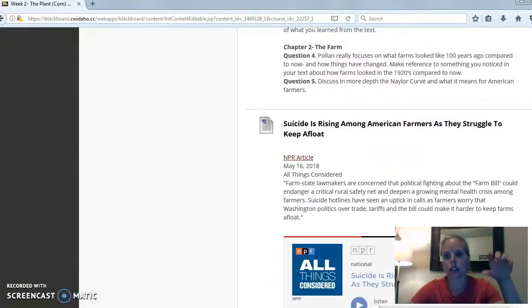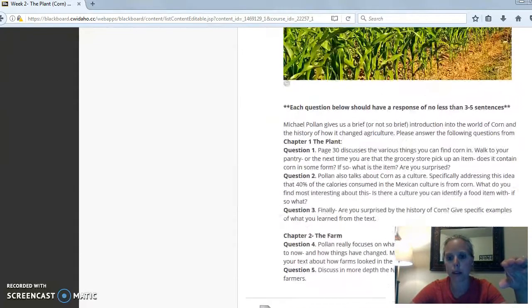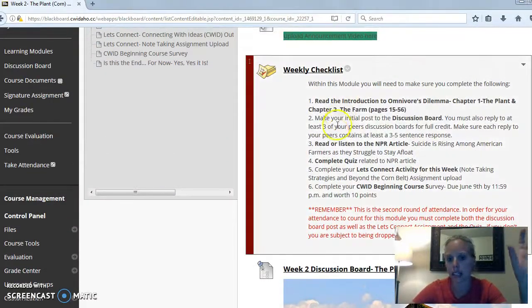Within the module as well, there's some supplemental information. So you'll want to take a quick peek at this. Again, remember that weekly checklist up top. It gives you some ideas of what you'll be approaching for the week. There is an article that's embedded within this that ties in a lot to chapter 2, talking about the farm and how farms look different. And it talks about American farmers and how suicide rates are actually the highest among that specific profession, even higher than our veterans who are returning from war and suffer from PTSD and things like that.